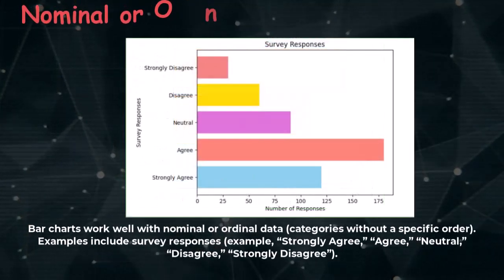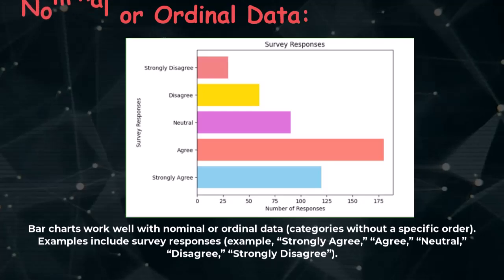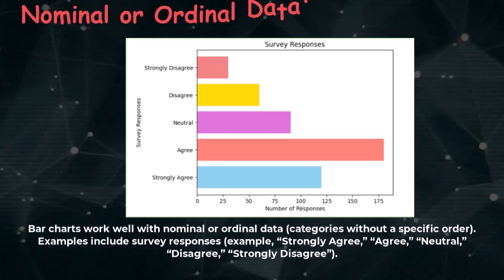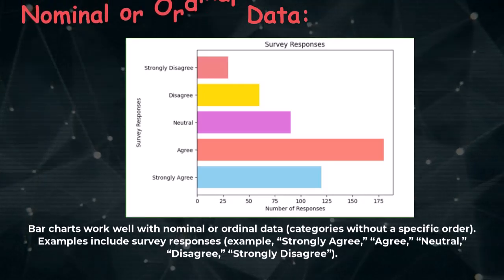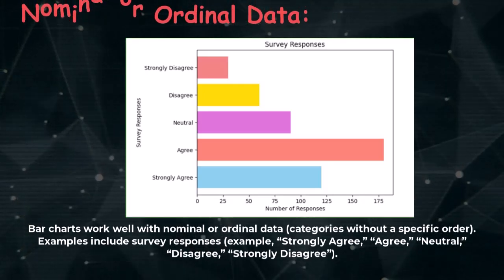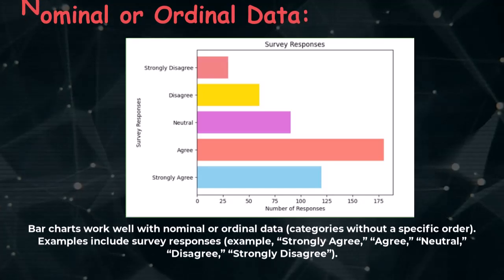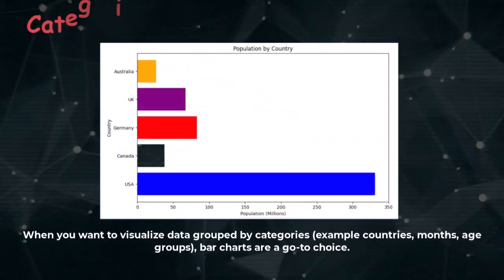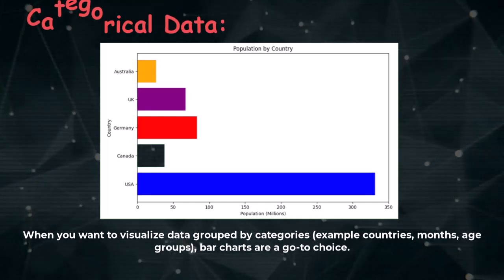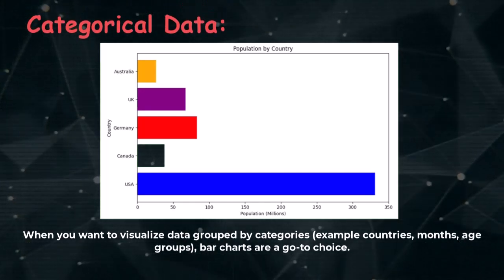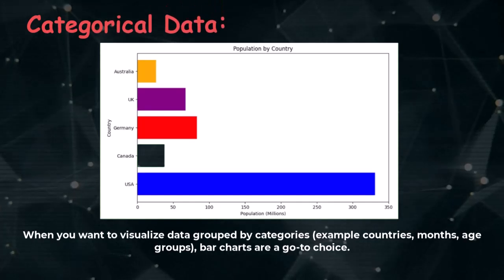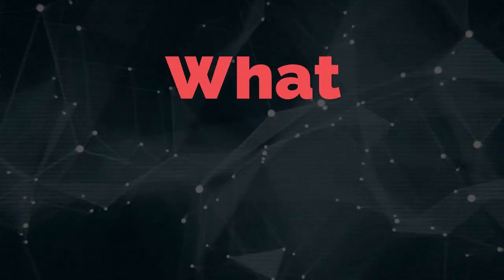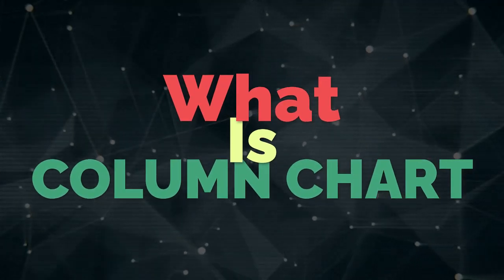Nominal or ordinal data. Bar charts work well with nominal or ordinal data, categories without a specific order. Examples include survey responses. Example: strongly agree, agree, neutral, disagree, strongly disagree. Categorical data. When you want to visualize data grouped by categories, for example countries, months, age groups, bar charts are a go-to choice.